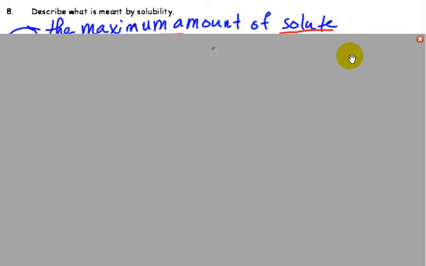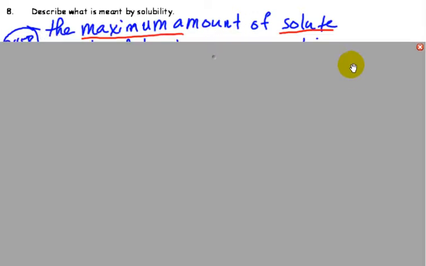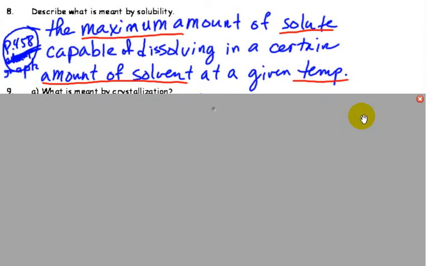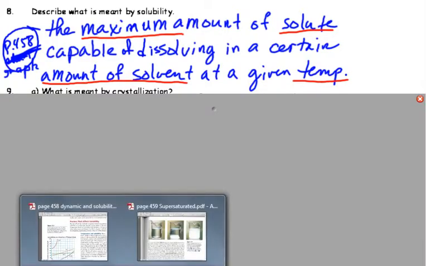Here's number 8. Describe what is meant by solubility. So it is the maximum amount of solute capable of dissolving in a certain amount of solvent at a given temperature. Okay, so that's what that is.